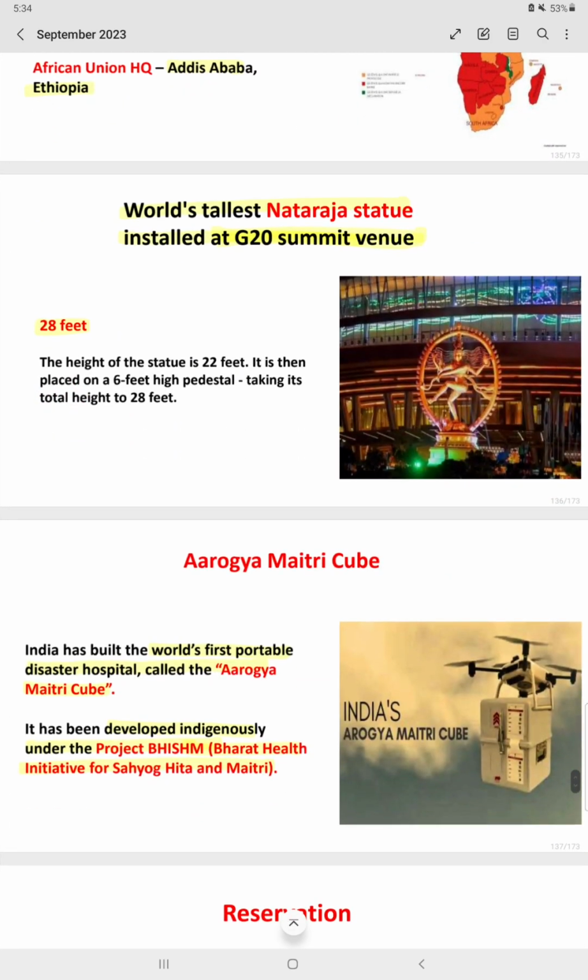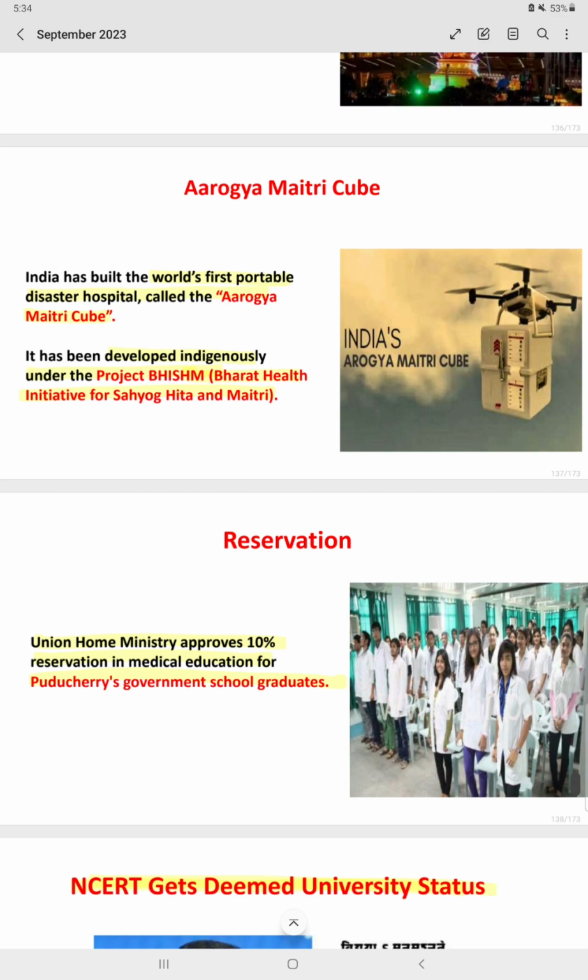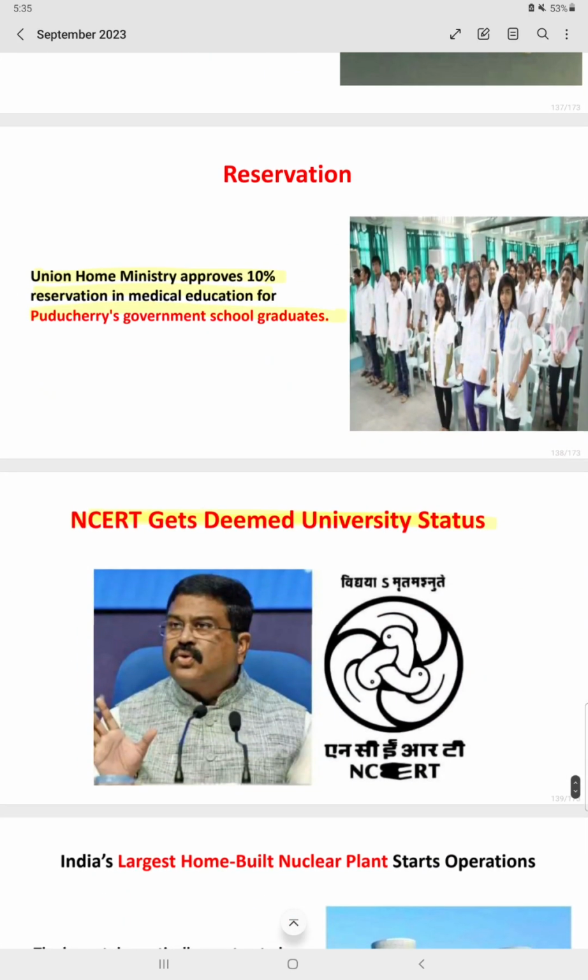Then we have the world's tallest Nataraja statue, installed at the G20 summit. What was its height? 28 feet. Arogya Maitri Cube. This is a small portable disaster hospital relief kit where they will put some medicine in it, attach it to a drone, and send it to where the disaster happened. So they are calling it a Maitri Cube. Under which program has this been launched? Under the Bhishm initiative, that is Project BHISHM, Bharat Health Initiative for Sahyog Hita and Maitri.